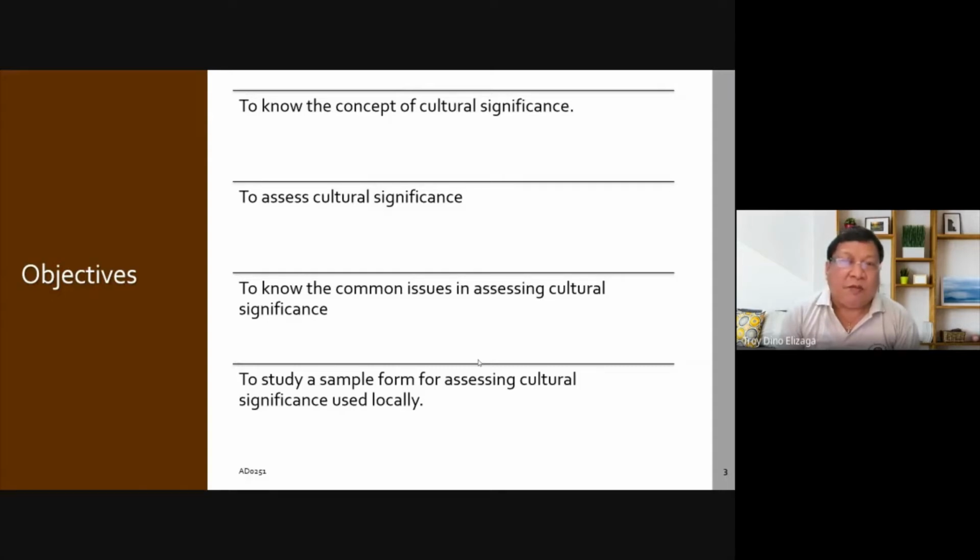So as much as possible, I will be using local examples, especially because in our last lecture, we talked about the practice of conservation, and then we try to contextualize it to the Philippine setting. Therefore, everything else from now on will be contextualized into the Philippine setting.